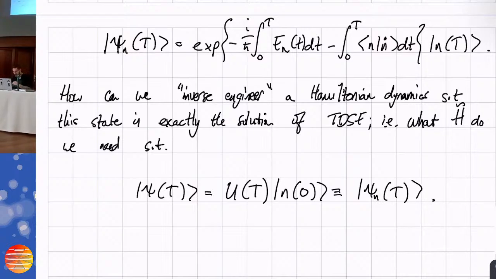What Hamiltonian do I need that gives rise to a unitary that exactly takes my initial eigenstate and puts it onto the time-evolved state, where the state has just collected those two adiabatic phases, and otherwise nothing else has changed? It's exactly in the instantaneous eigenstate at that time. So this is the question he asked.